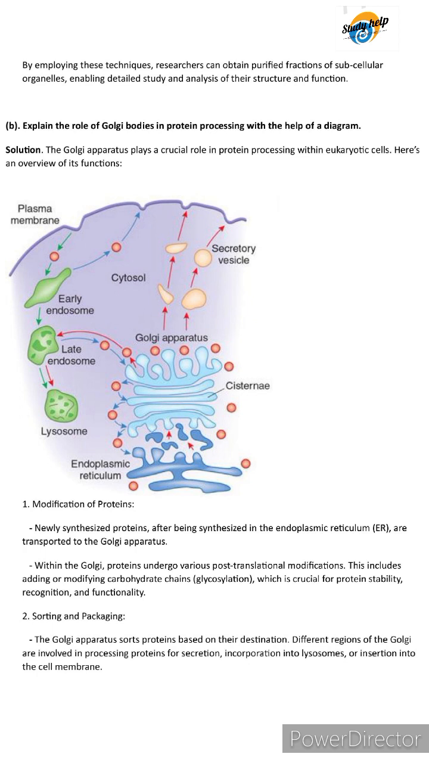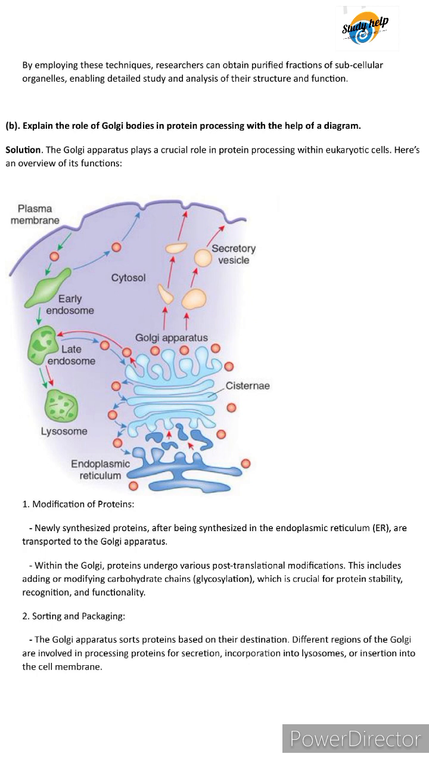B. Explain the role of Golgi bodies in protein processing with the help of a diagram. Solution. The Golgi apparatus plays a crucial role in protein processing within eukaryotic cells. Here's an overview of its functions. 1. Modification of proteins. Newly synthesized proteins, after being synthesized in the endoplasmic reticulum, ER, are transported to the Golgi apparatus. Within the Golgi, proteins undergo various post-translational modifications. This includes adding or modifying carbohydrate chains, glycosylation, which is crucial for protein stability, recognition, and functionality.